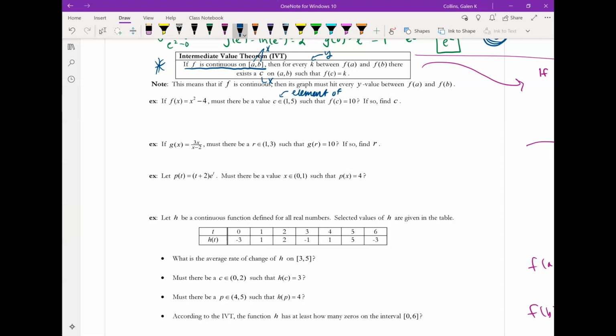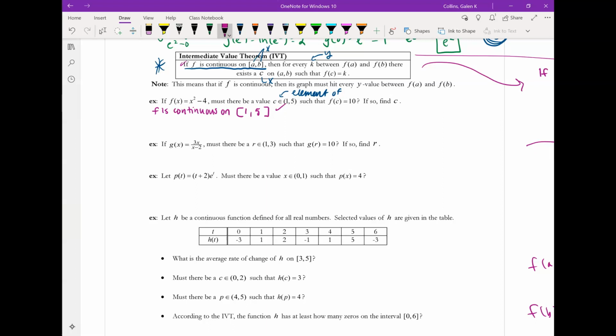So the first thing we need to know is, is f continuous on the closed interval from 1 to 5? And the answer is yes, because x squared minus 4 is continuous everywhere. There's no domain restrictions. So we've satisfied the hypothesis. So the first thing that I'm going to write is that f is continuous on, and we need to check it for the closed interval, 1 to 5. Now it's continuous everywhere, but that's more specific. All right, so we've checked off our hypothesis. So now we can apply the conclusion.